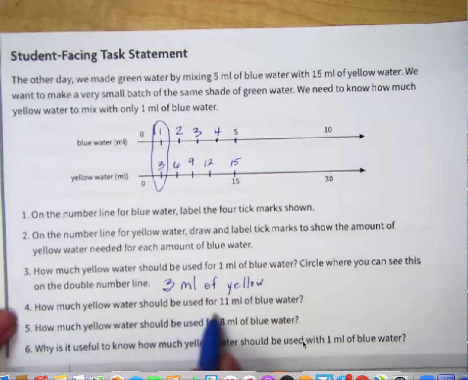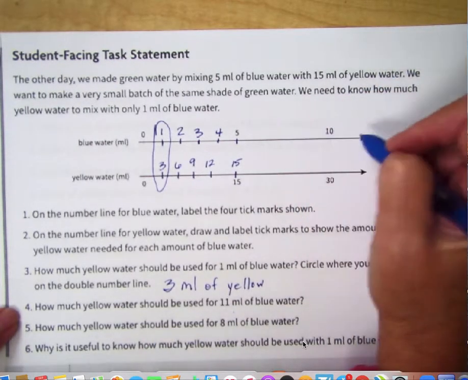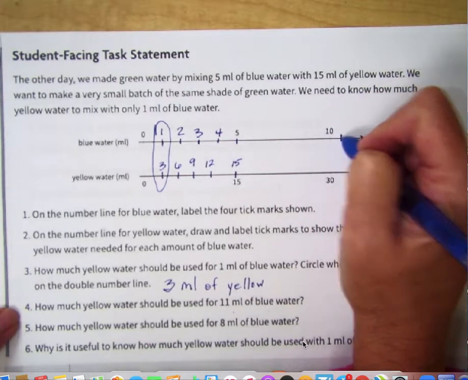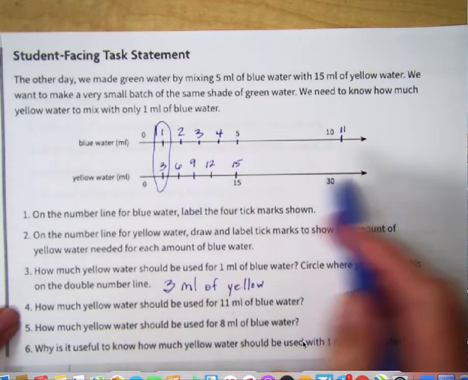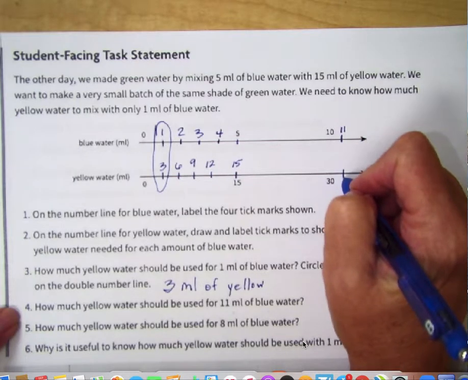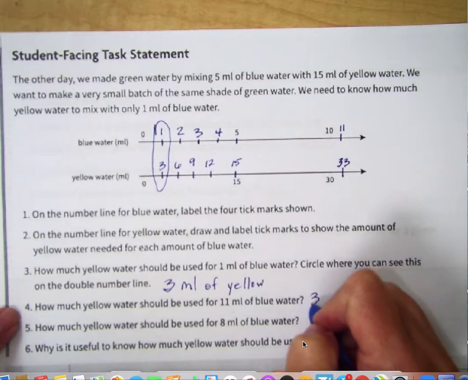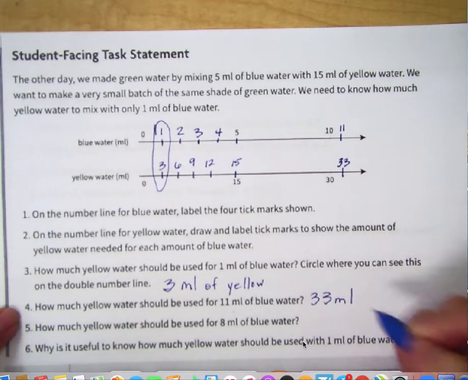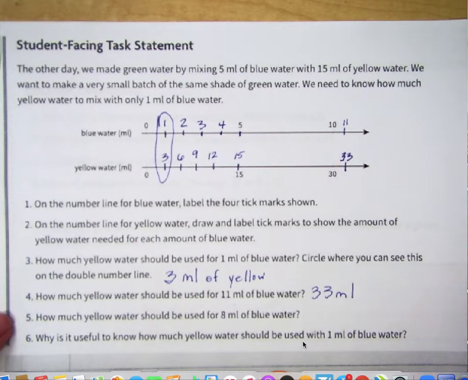How much yellow water should be used for 11 milliliters of blue? Well, I know this is going to be 11. How much are these increasing by? They're increasing by 3. So this is going to be 33 milliliters. And again, if I'm going too fast, please stop the video or rewind it and watch again.